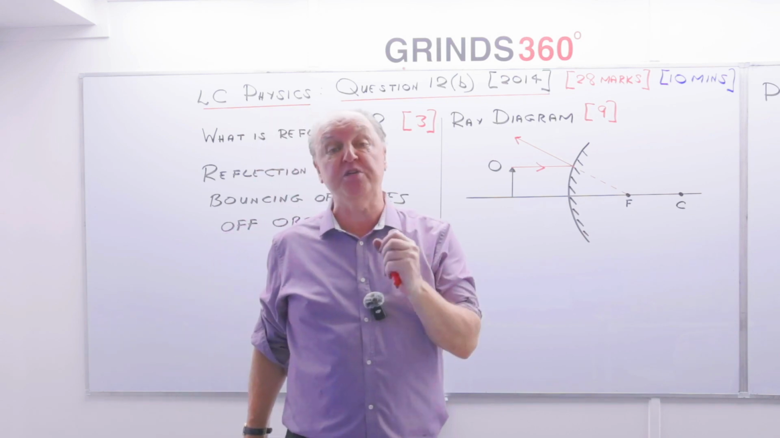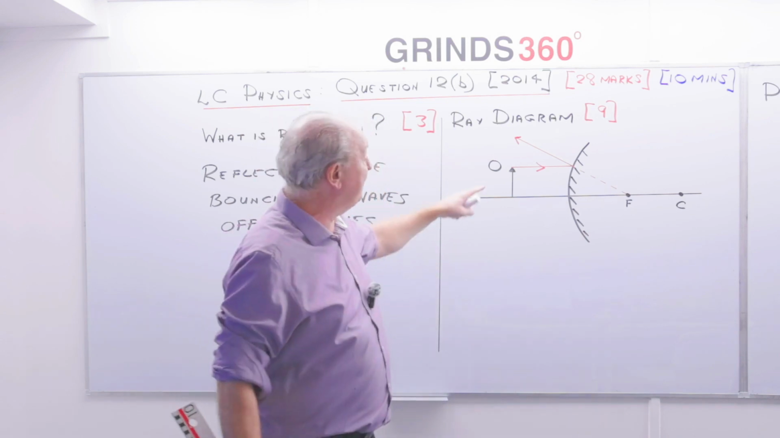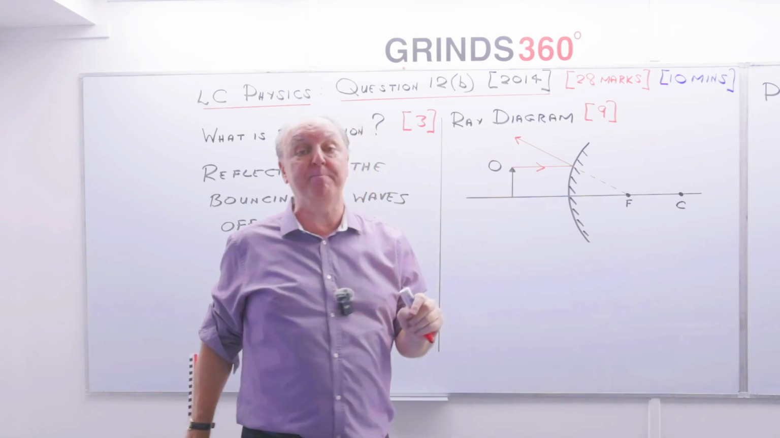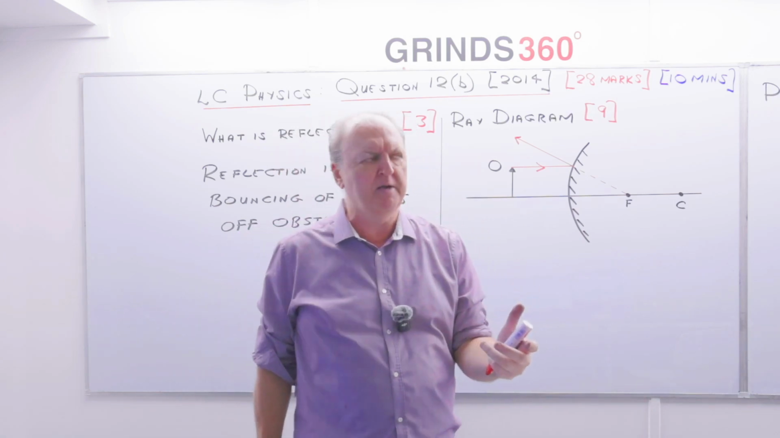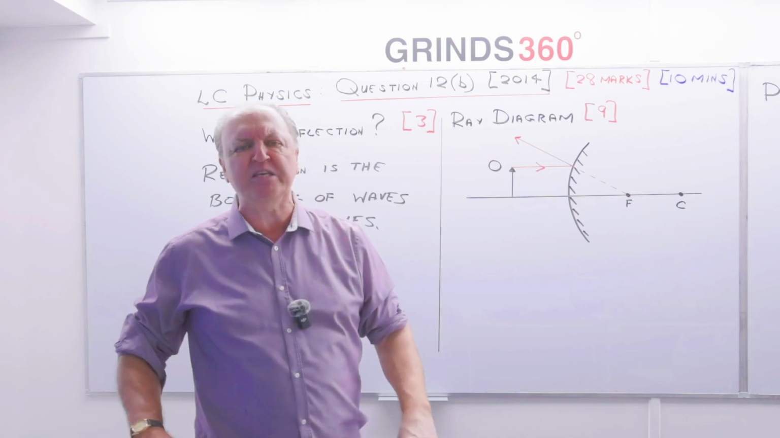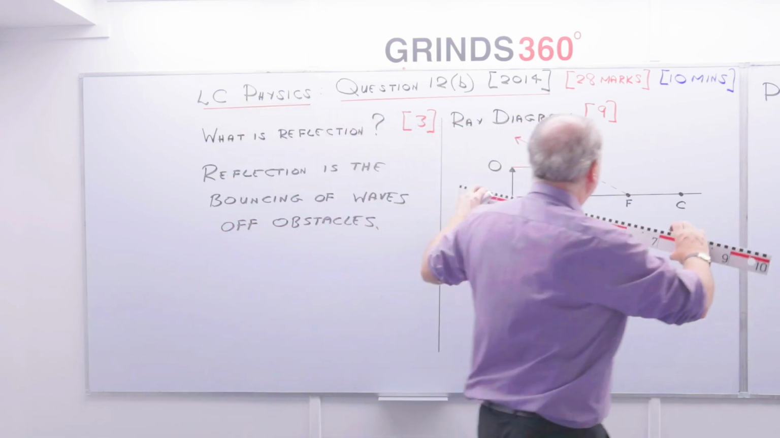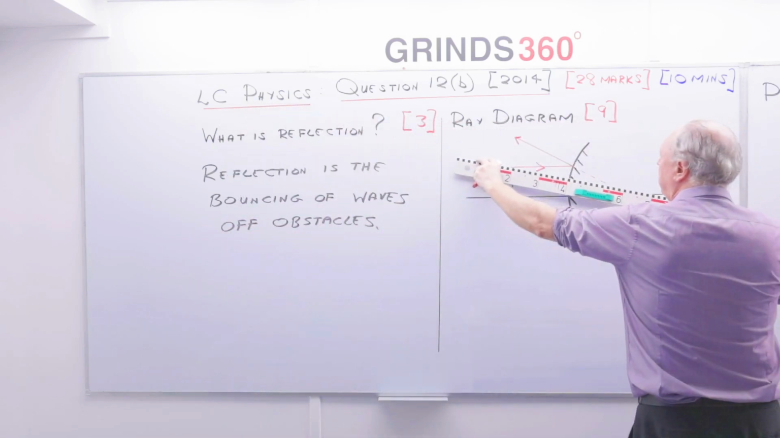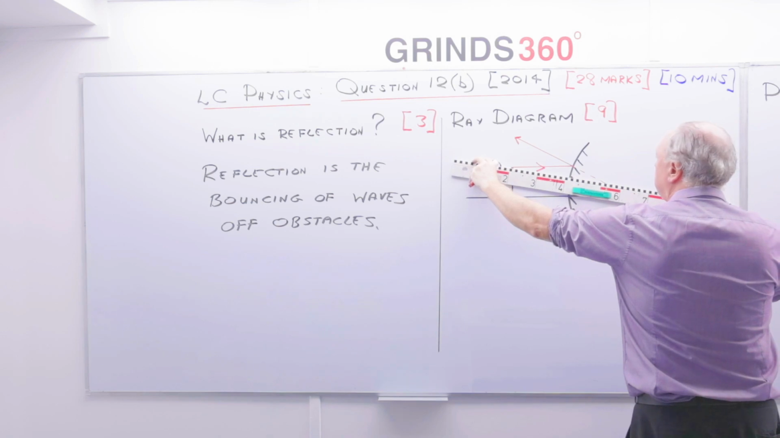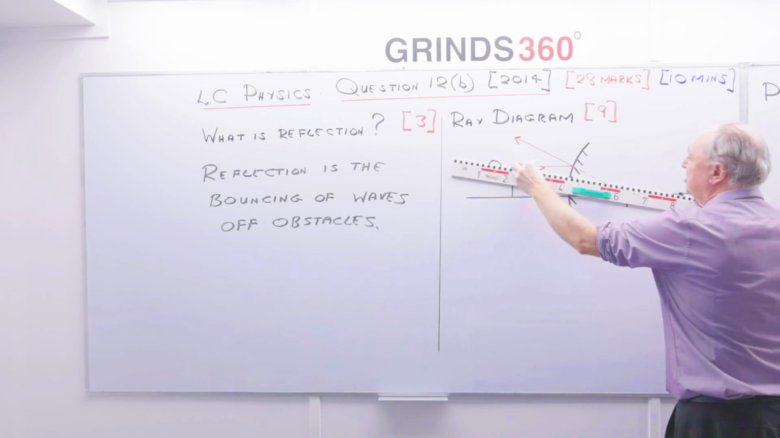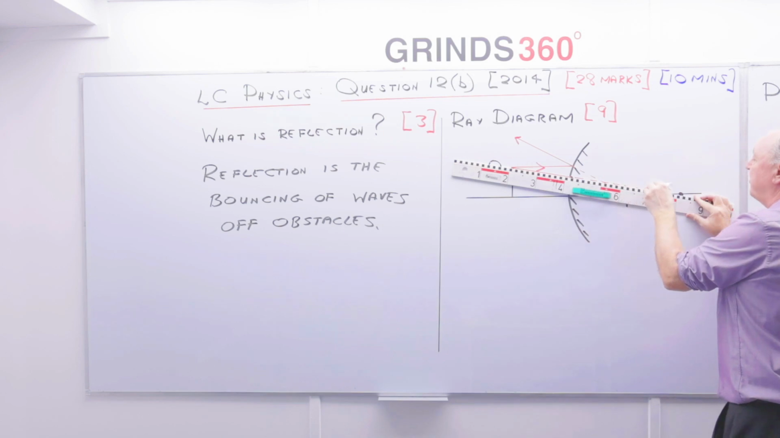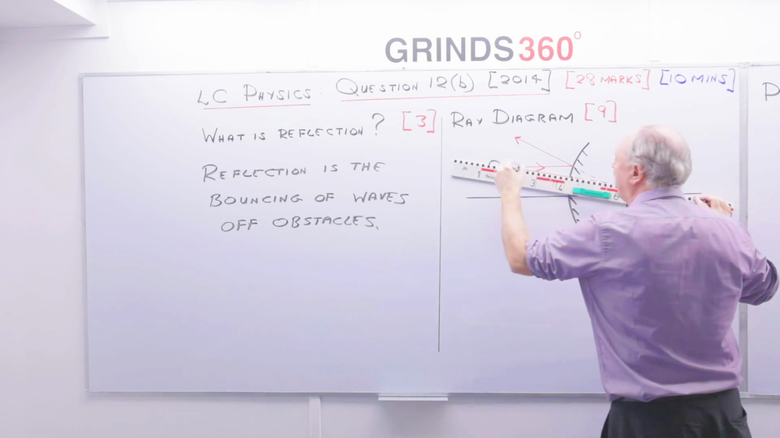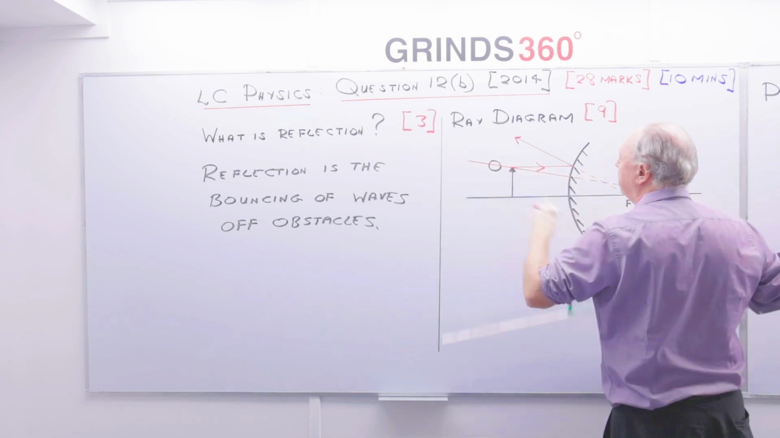Or probably the easier one to use would be the third one. A ray of light from the tip of the arrow straight at the mirror will bounce back along its own path. What do I mean by straight at the mirror? I mean in line with the center of curvature. So if I take my ruler and I put it like this, a ray of light heading straight for the mirror, which is going towards the center of curvature, will bounce back along its own path.